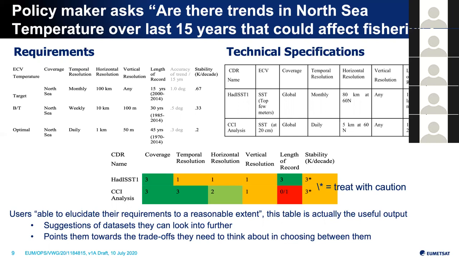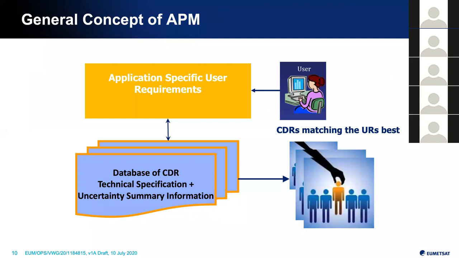And then we just developed a scale from 1 to 3 of how it matches all these different categories: coverage, horizontal, temporal and vertical resolution, length of record, and so forth. Stability is very difficult. But this is a very simple result that could be presented to a user to make selections out of the many data sets that exist for sea surface temperature. So this could help any user who can actually formulate user requirements or can get a useful output from such an exercise.